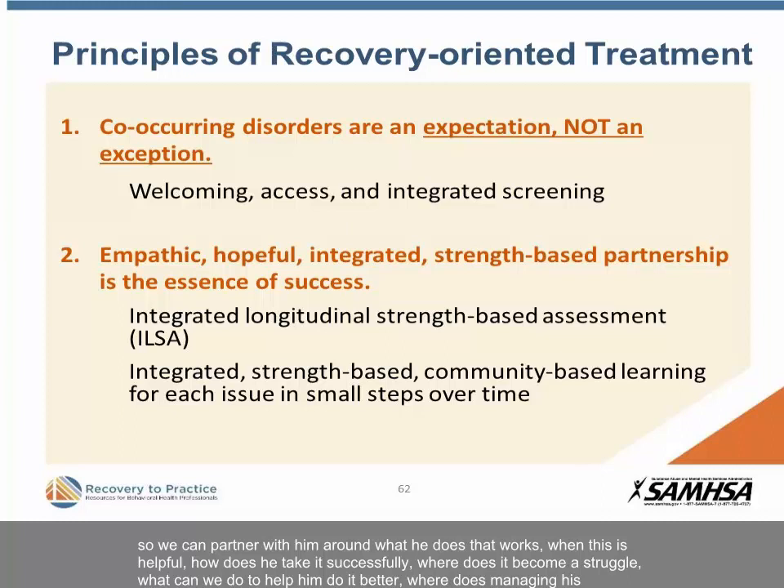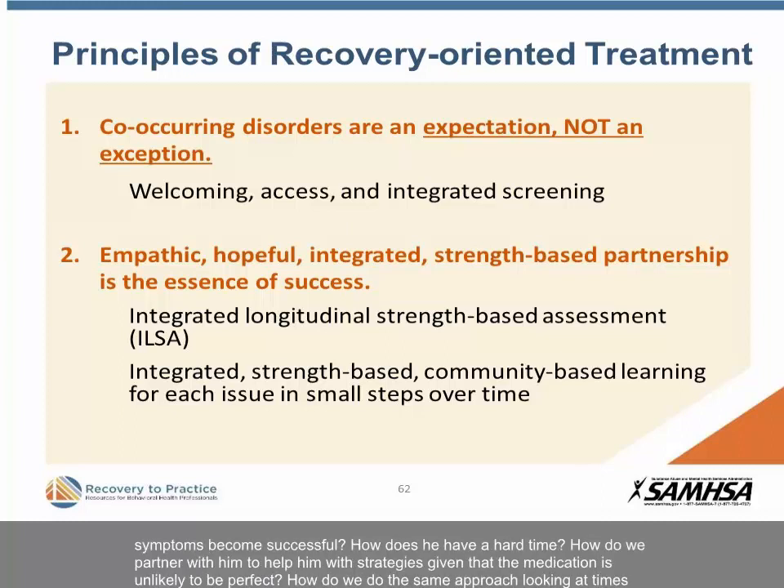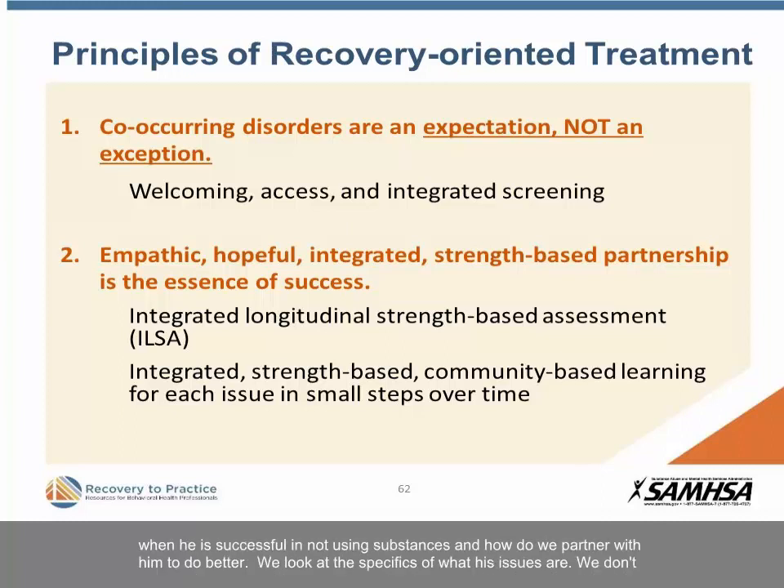When is the medicine helpful? How does he take it successfully? Where does it become a struggle? What can we do to help him to do it better? Where does managing his symptoms become successful? Where does he have a hard time? How do we partner with him to figure out strategies for helping him with that, given that the medication is unlikely to be perfect? How do we do the same approach, looking at times when he's successful in not using substances, and how we partner with him to help him do better?